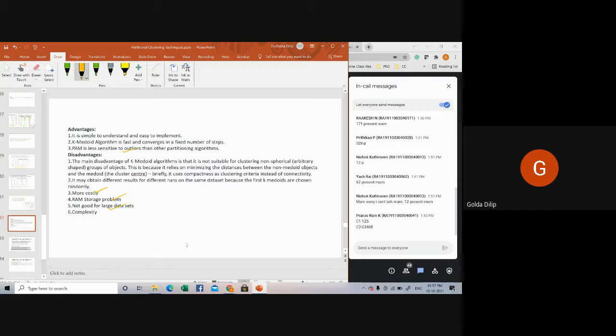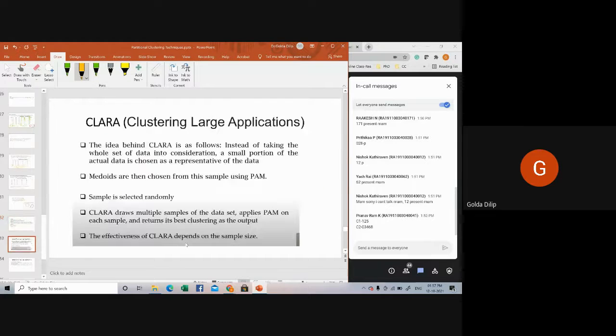Okay, so it may obtain different results for different runs on the same data set because the first k medoids are chosen randomly. In the next round, one is kept as such and another one is chosen randomly. Because of this, you may obtain different results for different runs on the same data set. It is computationally expensive, requires more storage, and is not good for large data sets.